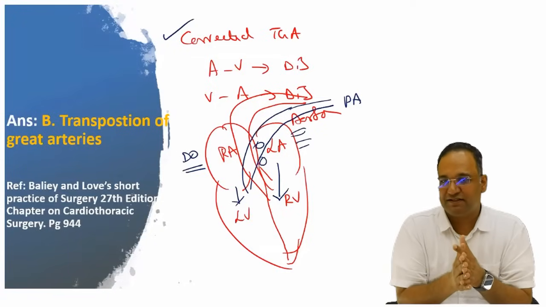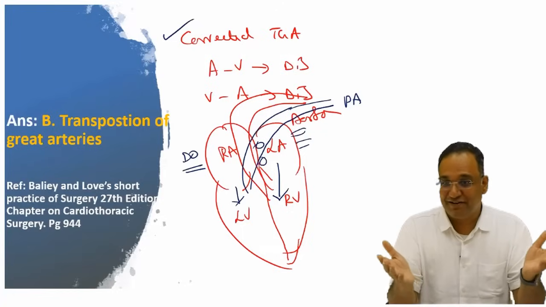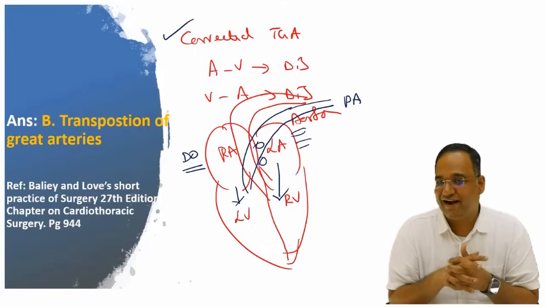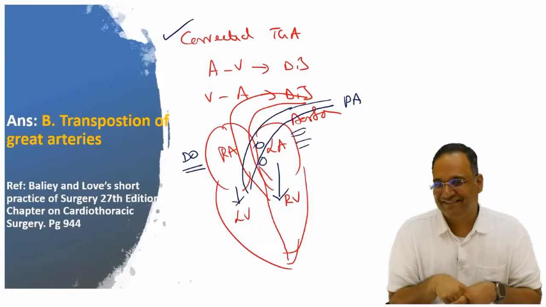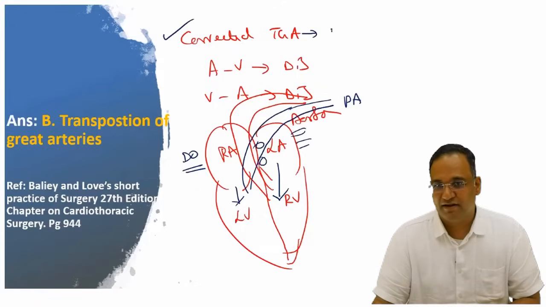But what is the problem here? The appropriate blood goes to the appropriate channels and systems. But the problem is, the right ventricle cannot handle the systemic circulation, and the patient will end up in corrected TGA, especially with right ventricular failure and pulmonary hypertension.